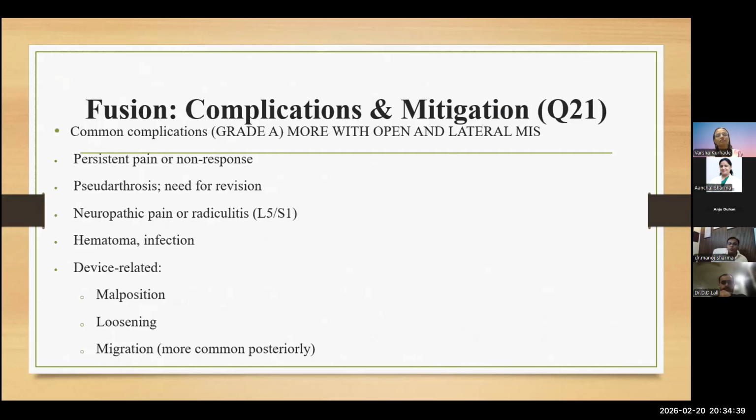Then complications related to fusion options. There are common complications, more with open and lateral minimally invasive approaches. This is grade A evidence. There might be persistent pain. The patient might be non-responsive to the treatment. There might be need for revision in some patients, and there might be radiculitis after the fusion surgery. Hematoma and infection can happen. Device-related problems like malposition, loosening, and migration can also happen in these patients.